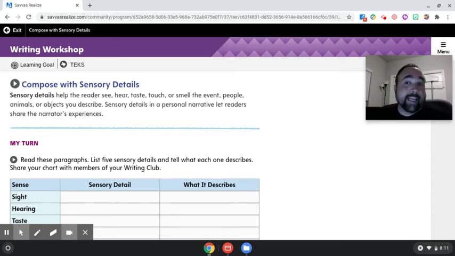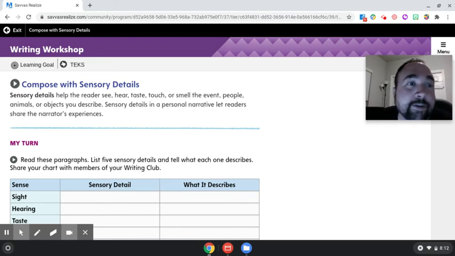So, today for writing, we're going to talk about compose with sensory details. What does compose mean? I'll give you a second. Compose means to create or write. So we're talking about writing. Compose means to write. It's a synonym. Okay, with sensory details. Do we know what those are? Not yet? Oh, but you're reading ahead? You're not even listening to me or watching? Okay, all right, fine. Let's read ahead.